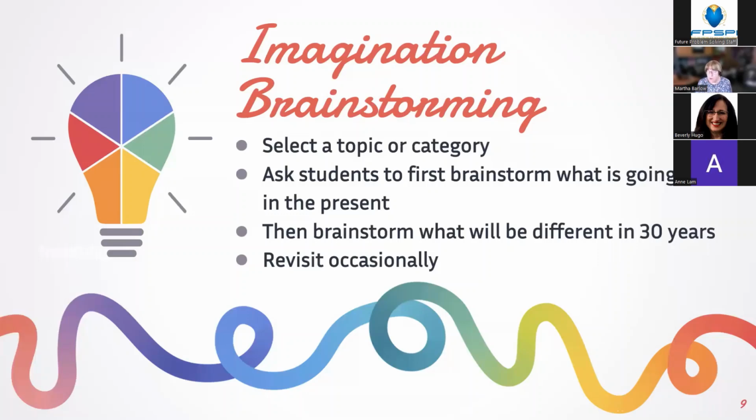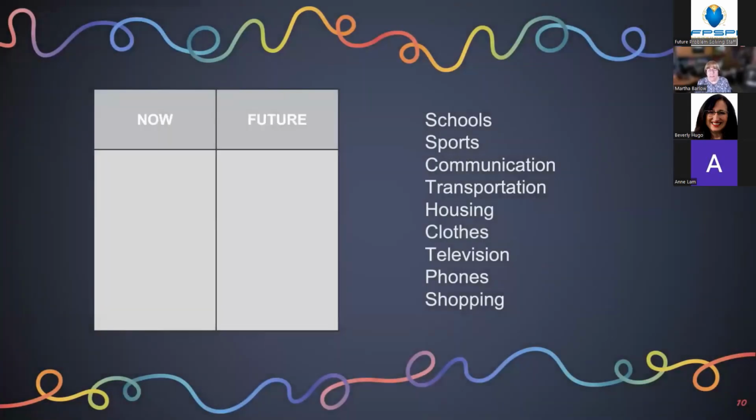In training with coaches, we sometimes have them begin by asking, in general, how might the world be different in 30 years, like everything. But I think it's helpful with kids to narrow that down a little bit. So for example, maybe you would have some subtopics. What's going on with shopping right now, and how might shopping be different in the future?